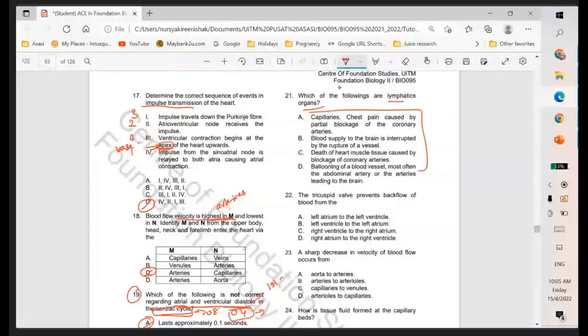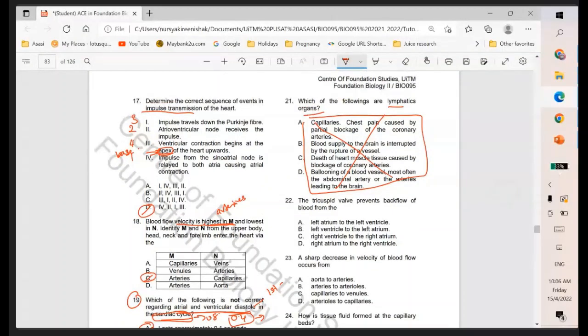Okay, so let me do this one. For 21, it asks which of the following are lymphatic organs. Okay. Kita let Aprilin, can you list down all the lymphatic organs that you know? What are the lymphatic organs? Dia ada beberapa, apa dia? Lymph nodes. Lepas tu lagi ada apa?